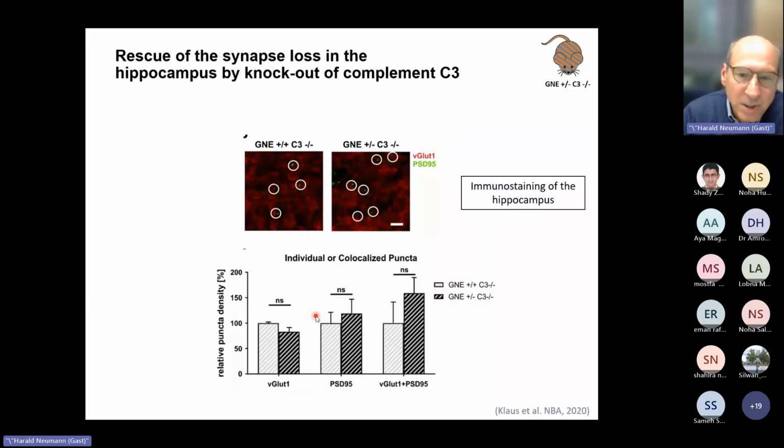And the same is with the synapses. So here I only show that the complement C3 knockout is completely reverting the loss of the synapses in these mice. And also the microglial phenotype.